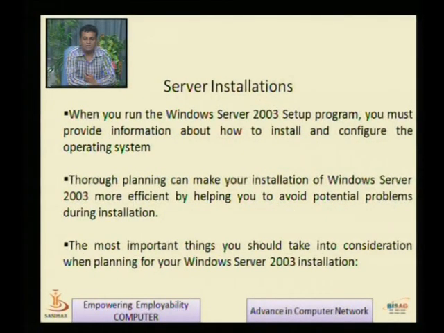We start with the server installation. When you run the Windows Server 2003 server setup program, you must provide information about how to install and configure the operating system. So, before we start installing, we have to write down our major needs, that is, in what way we want to finish up the installation process.